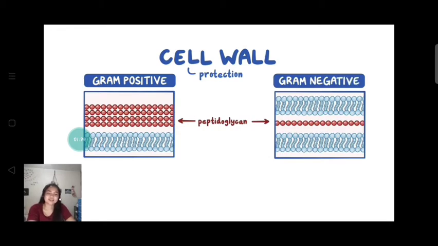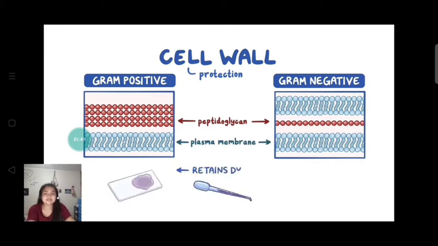Gram-positive bacteria have a single thick layer of peptidoglycan above the plasma membrane, which allows them to retain their staining dye. And gram-negative bacteria have a thinner layer of peptidoglycan sandwiched between the surface membrane and the plasma membrane, so they can't retain the dye.